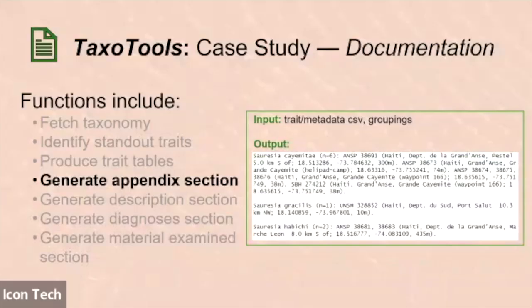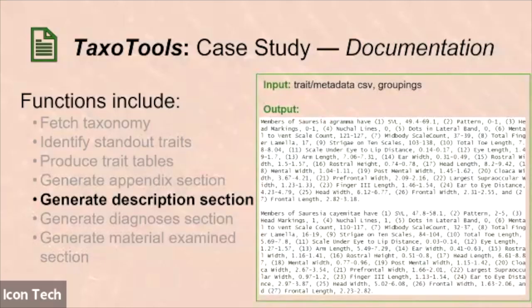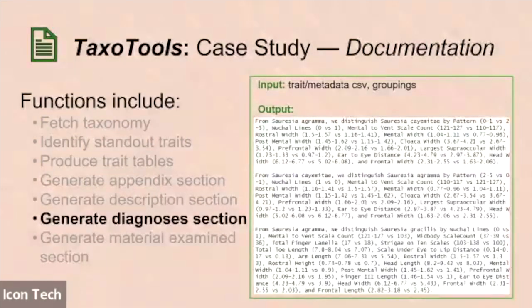You can generate appendix sections, which can just be copied and pasted into Zootaxa manuscripts. You can do description sections for each species where it prints out those morphological ranges for each grouping. And you can do diagnoses sections where it pairwise compares every single group and only prints those morphological ranges that are not overlapping for each grouping.